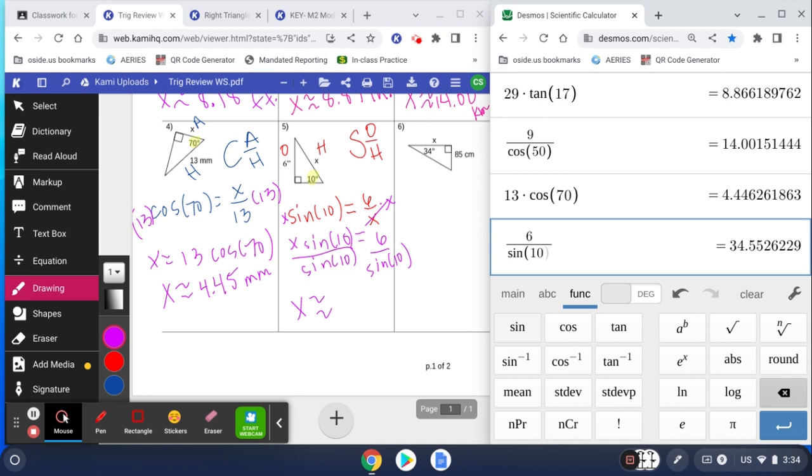And we get 34.55. And this is inches. How do I know it's inches? It's this little tiny symbol that's up here that stands for inches. Okay, last one. Pause it. Try it.